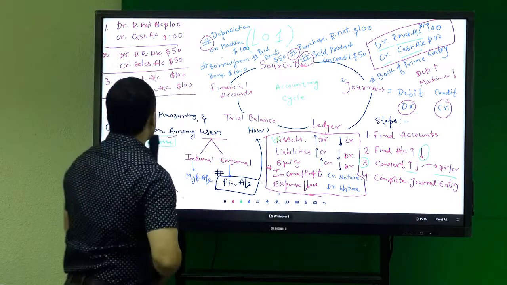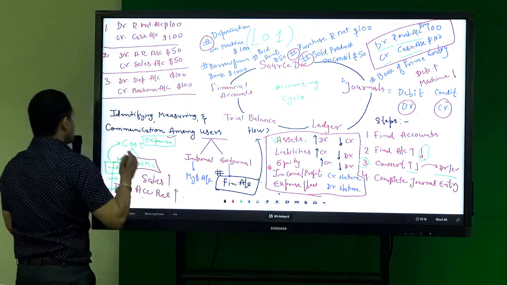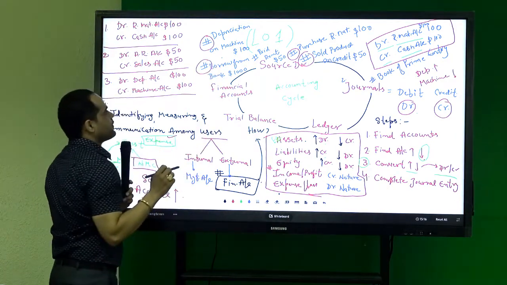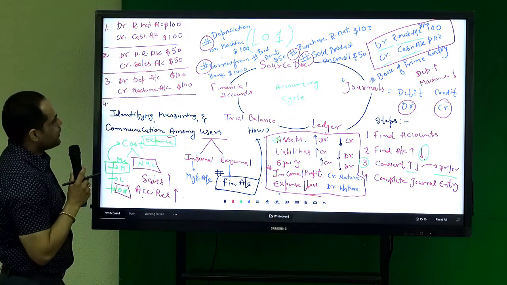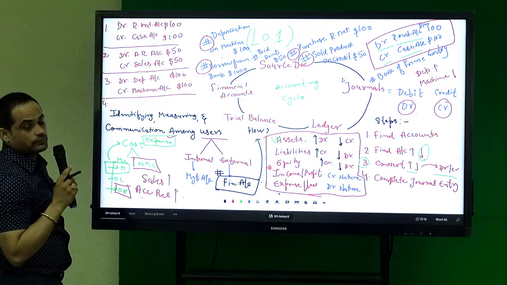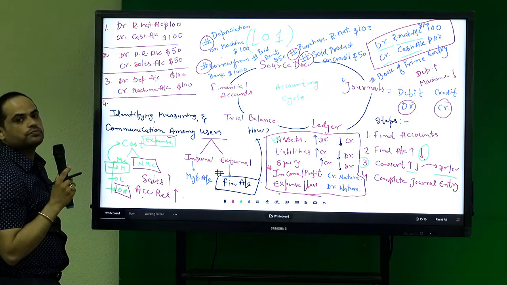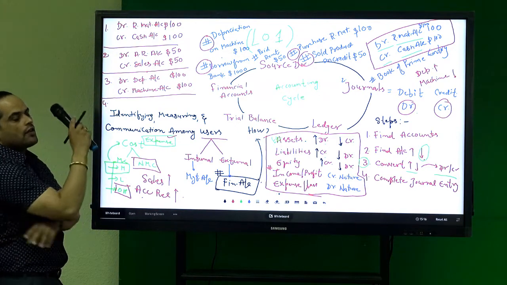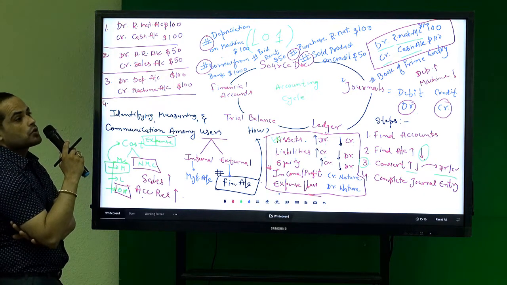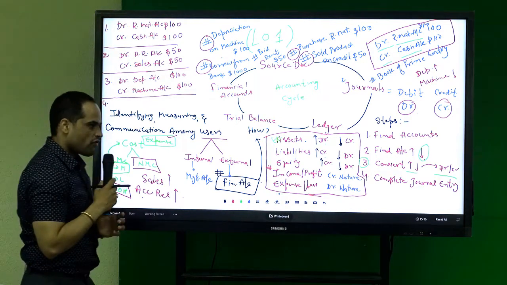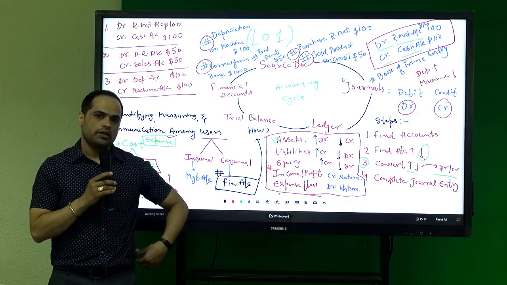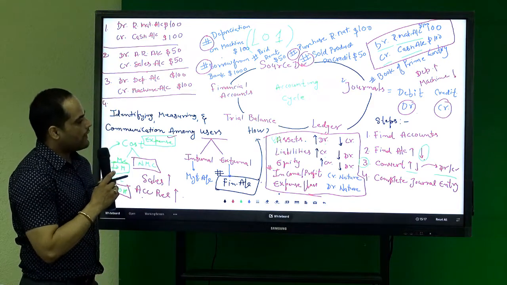All right? Now move on to number four. Number four is borrow from bank. All right? Find accounts. So two accounts affected. When you borrow money from bank, it is called bank loan. Alright? So one account is bank loan. When you borrow from bank, what does the bank give you? Cash.